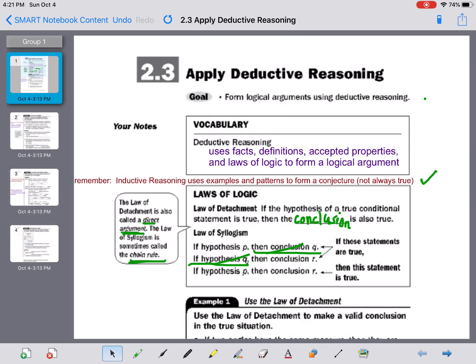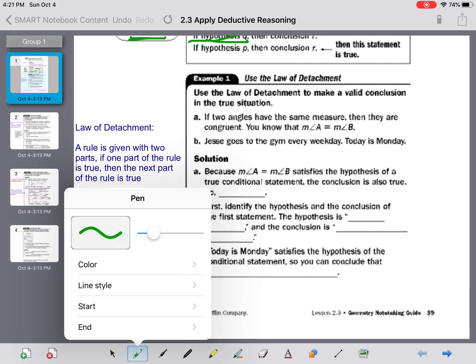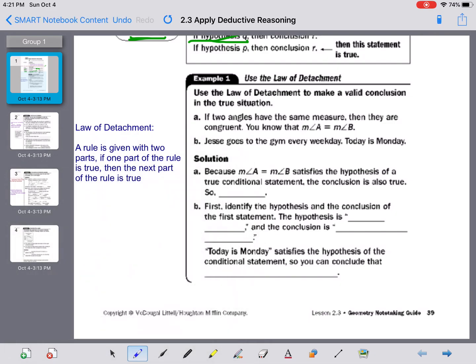All right, so let's start off with just the law of detachment. You'll notice in the margin, I gave you a quick rule here, and you probably want to write this down because this is probably the easiest way to remember the law of detachment. It's a rule with two parts. If one part of the rule is true, the next part also comes true. I can't stress enough for this law of detachment, don't think you have to come up with some grand new idea. Everything is given to you. You have a two-part rule. If one part's true, the other part's true. You don't have to think of anything new here, okay?